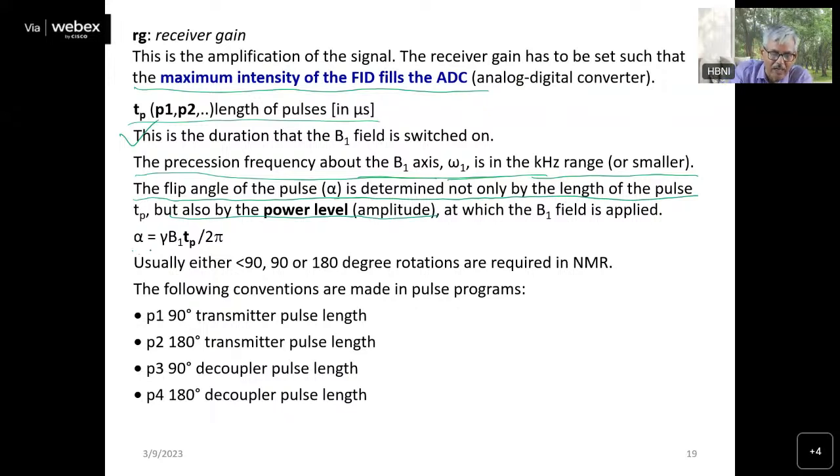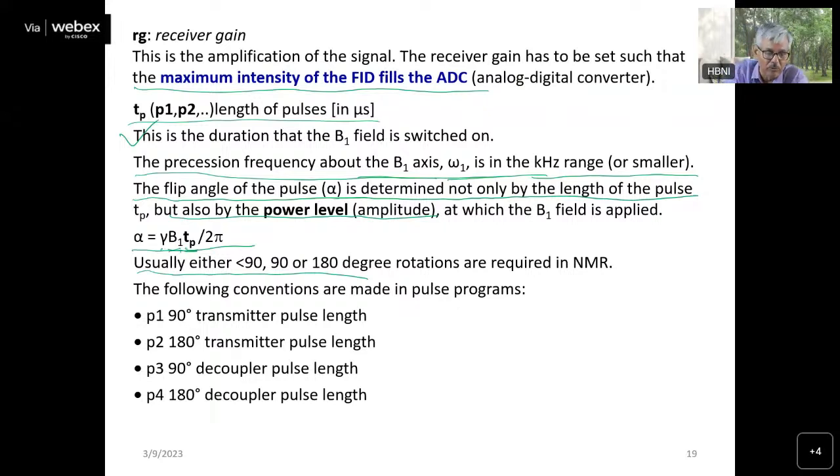Okay, so I have told you that alpha depends on the gyromagnetic ratio, B1 is the amplitude or the power of the B1, and TP is the pulse duration. We are dividing it by 2 pi so that you will get it in degrees. In most NMR experiments we will use a pulse of less than 90 degrees, or 90 degrees, or 180 degrees, because this much rotation is required for various experiments.